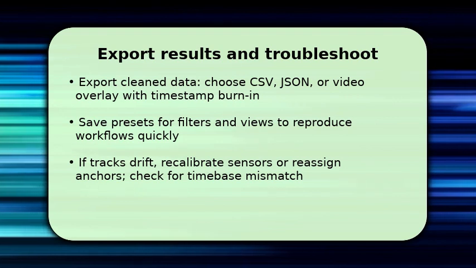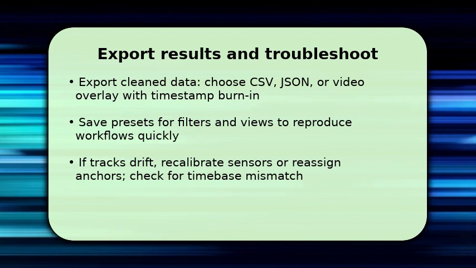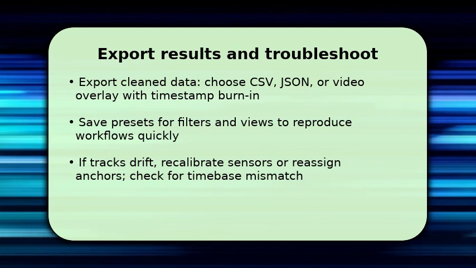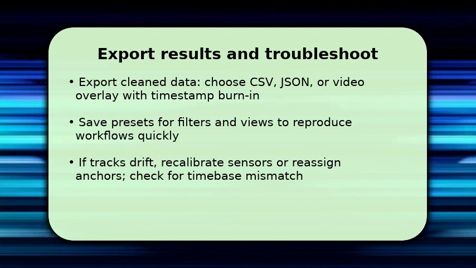If something goes wrong, for example a track drifts, recalibrate the sensors, reassign anchors, and make sure both systems share the same time base. Time mismatches are the most common cause of apparent drift. That troubleshooting step usually fixes persistent errors.